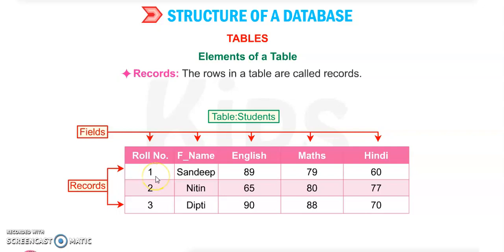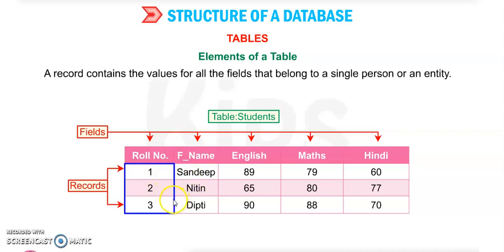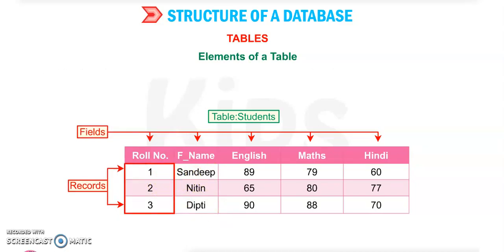Okay, a particular record of a student, like the record of roll number 1: roll number 1's father's name, his or her English, Maths or Hindi marks. This is the one record of roll number 1. So a row is called a record. A record contains the values for all the fields that belong to a particular student.